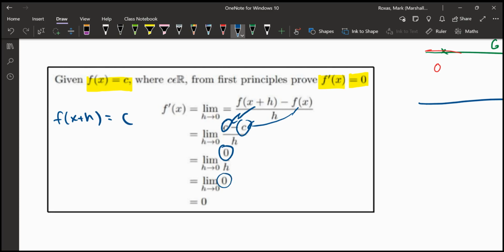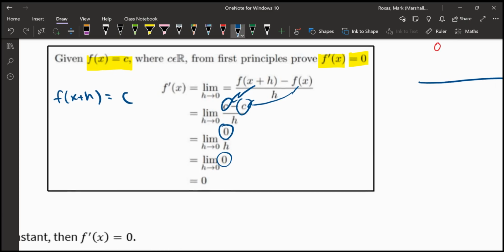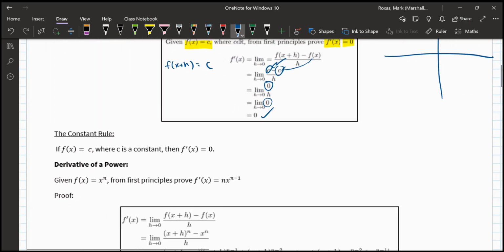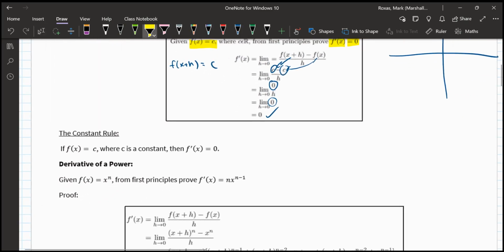All right, and I could do that, right? I haven't applied the limit yet. I still have the limit notation out here. And so now I've simplified the argument for the limit to 0. So now when I apply h equals 0 here, the result is still 0. There's no h there anymore, so the result is still 0. And so the derivative of a constant is 0. Okay. That's the first rule. It's called the constant rule.